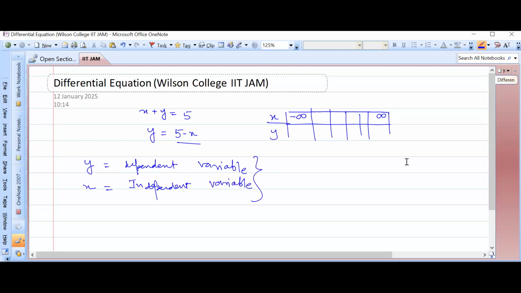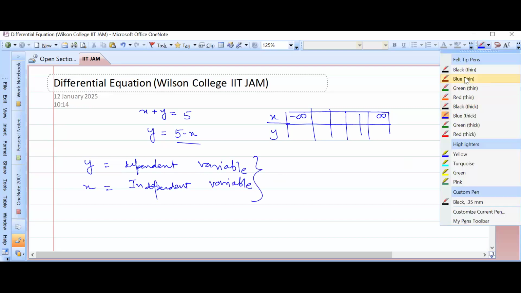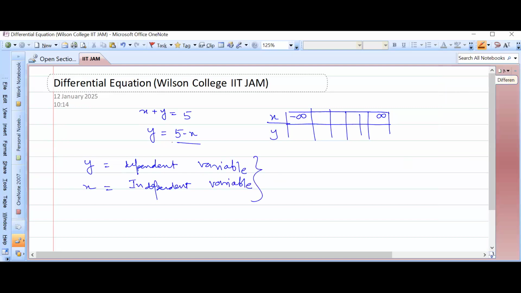Just as you suggested, sir, differentiate it so we can get the differential equation. So it can be written as dy by dx equals 0 minus 1. So dy by dx equals minus 1. Agreed?